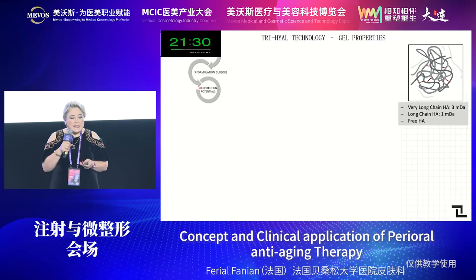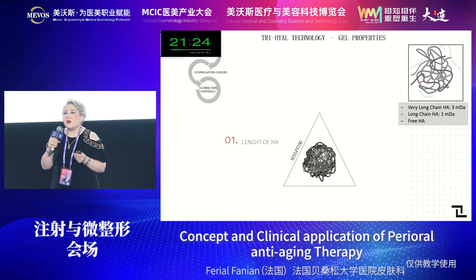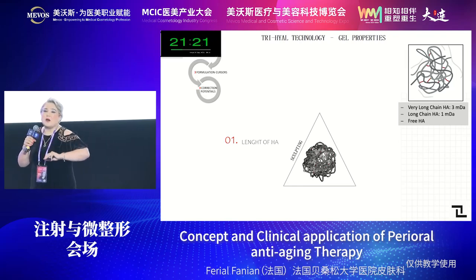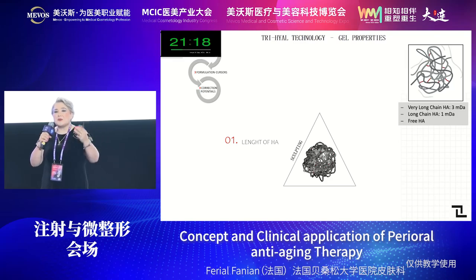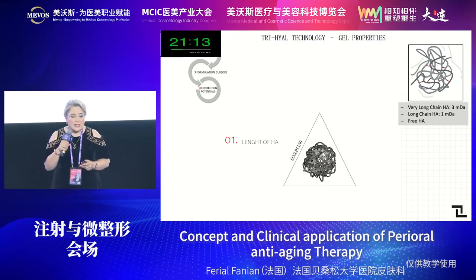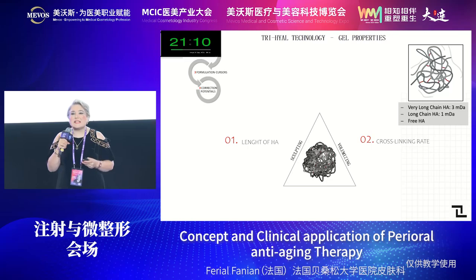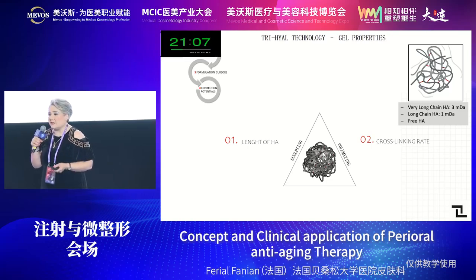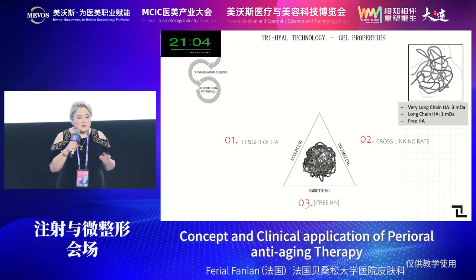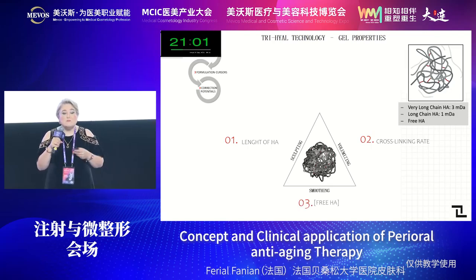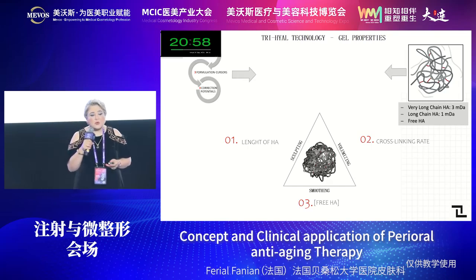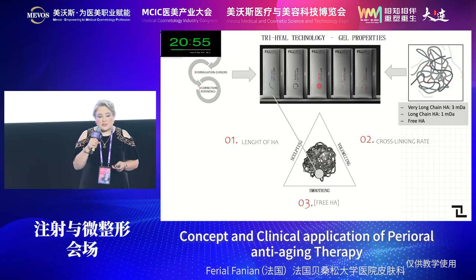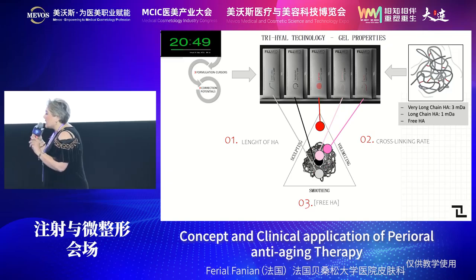And in this way, if this is a triangle, if we play on the ratio of the length of the HA, it means we can increase or decrease the ratio of the very long chain to long chain. We can play with the sculpting potential of the gel. If we play with the rate of the cross-linking, we can play with the volumizing effect of the gel. And if we play with the concentration of the free HA, we can play on the smoothing potential of the gel. So there is, for example, a range, and by this range, you have a place in this very wonderful triangle for every single gel that exists.